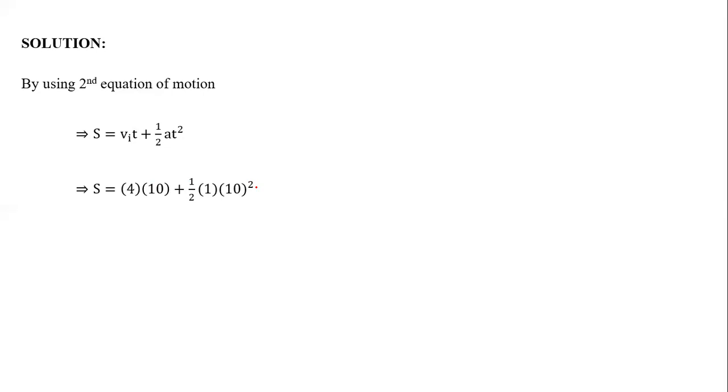Then we will do a little maths. The square of 10 is 100, and 10 multiplied by 4 is 40. Then we can cancel 2 with 100. 2 ones are 2, and 2 fifties are 100. Then we can add 40 plus 50, which is 90 meter. It means that the bicycle will cover a distance of 90 meter.